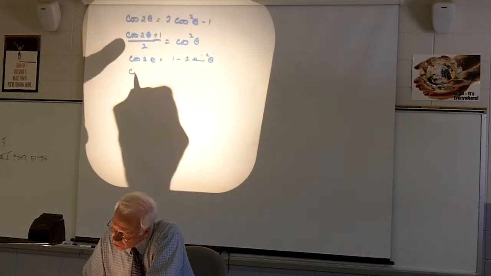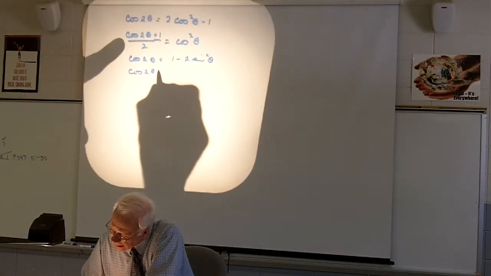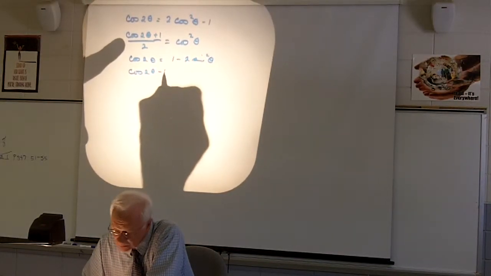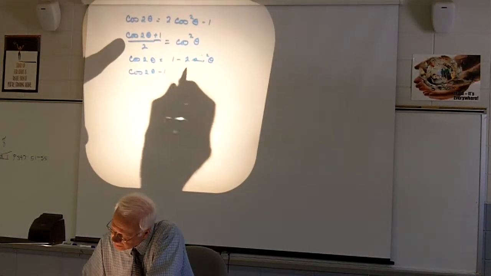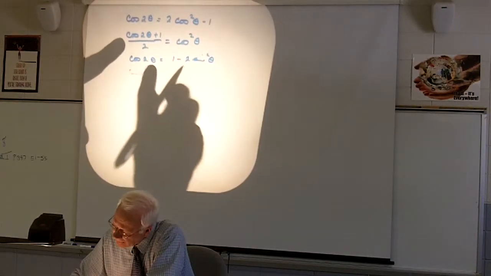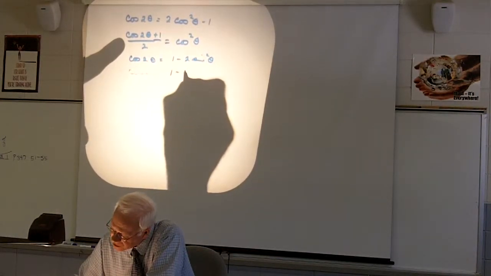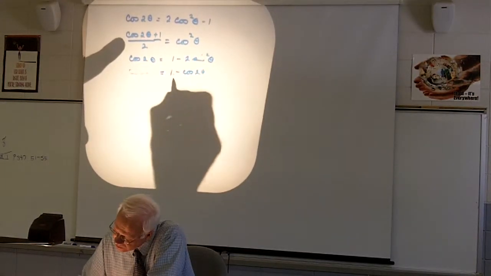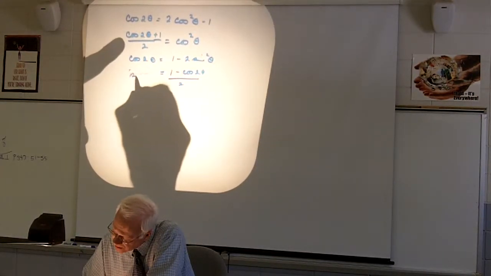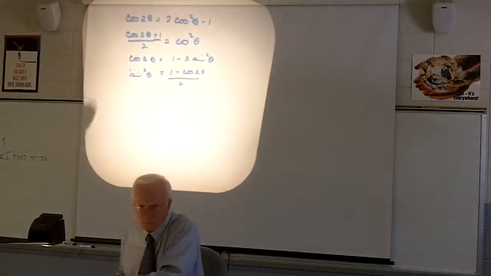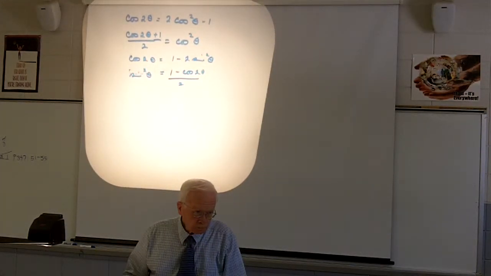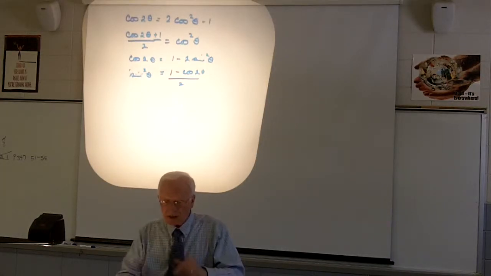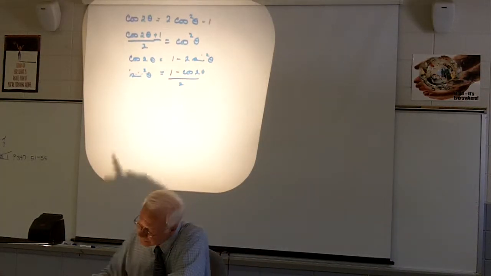And so I'll get here cosine of 2 theta minus 1 from here. Oopsie, just a second. I'll do it a bit different. I'm going to put this over here. This is going to be 1 minus cosine 2 theta like this equals, put this on the other side, divided by 2 gives me the sine squared of theta. See those two?